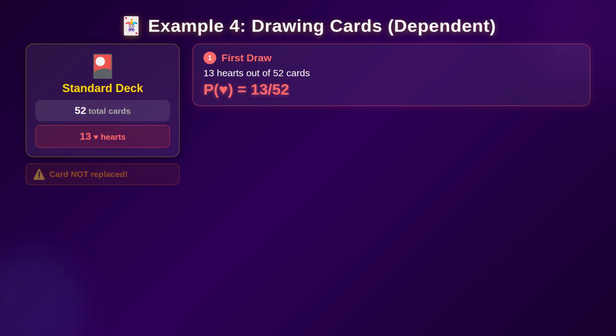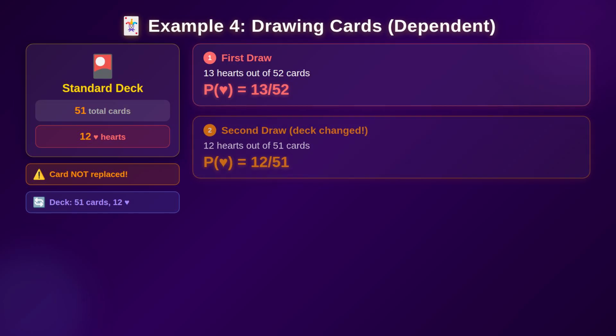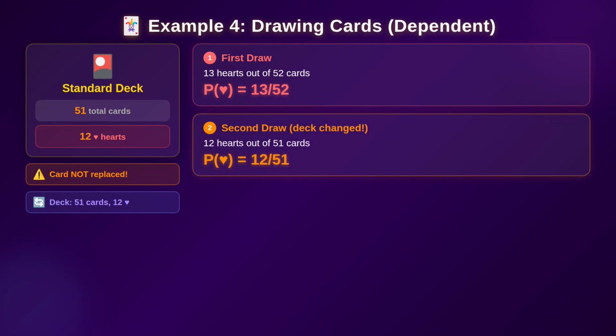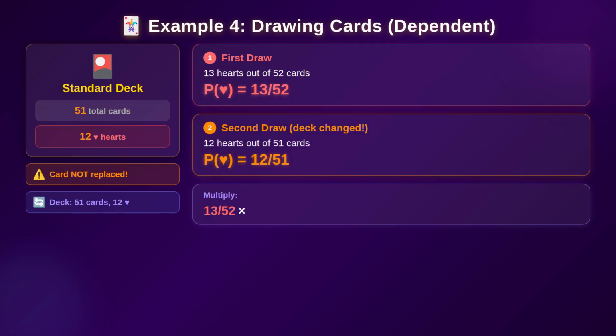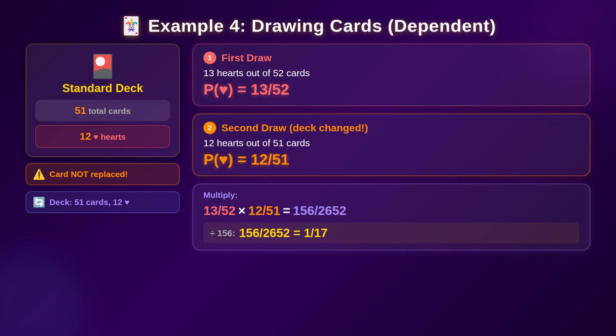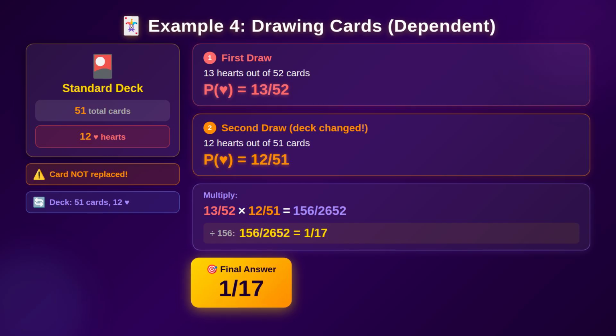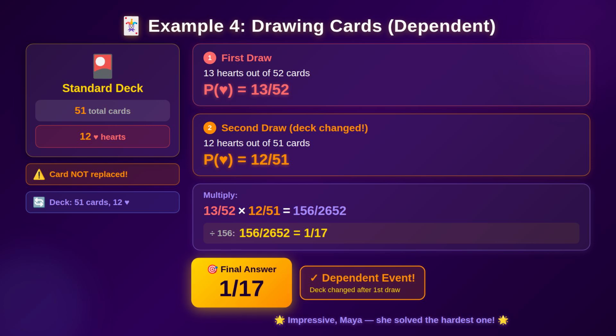Last example, and this one's a classic. Maya draws 2 cards from a standard 52-card deck without replacing them. What's the probability both cards are hearts? There are 13 hearts in 52 total cards, so the probability of the first card being a heart is 13/52. She keeps that card out. Now the deck has 51 cards, and only 12 hearts remain, so the probability of the second card being a heart is 12/51. Multiply them.